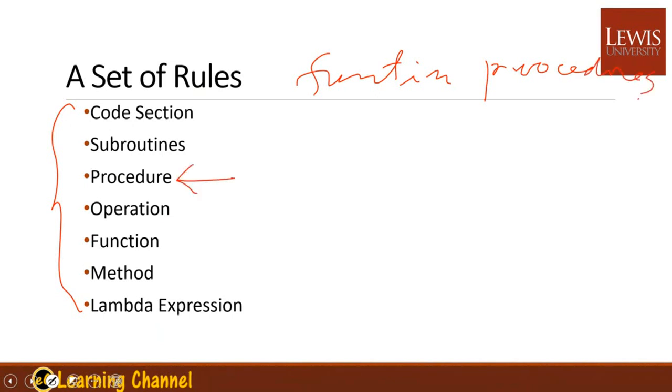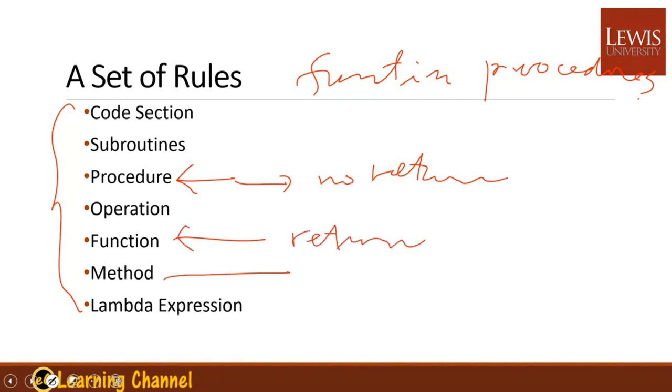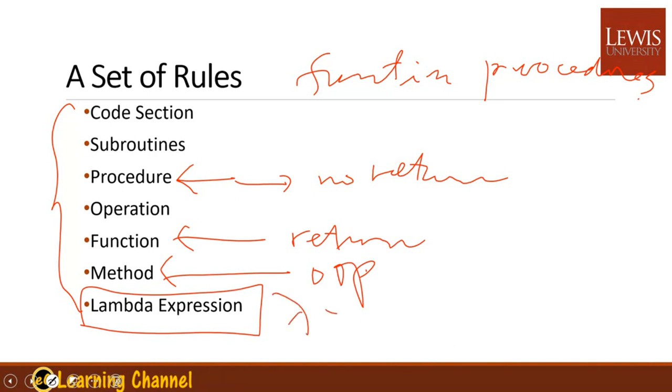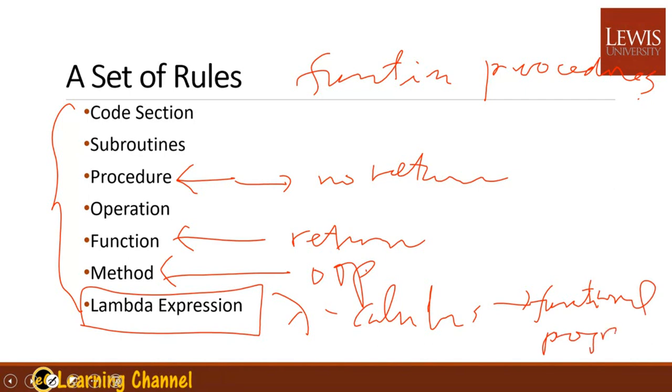Basically, we sometimes use the term procedure for a function that has no return, while a function has a return value. A method is used in OOP. And a lambda expression is based on lambda calculus and used for functional programming. And code section is from the early days.